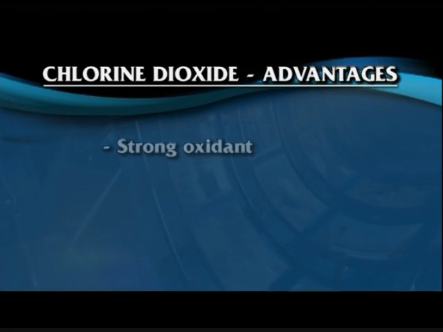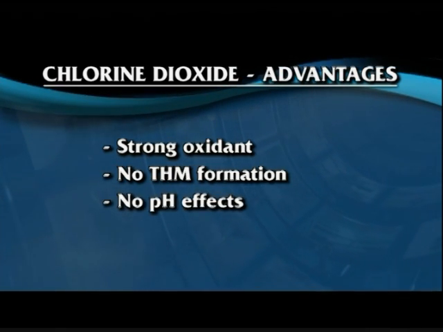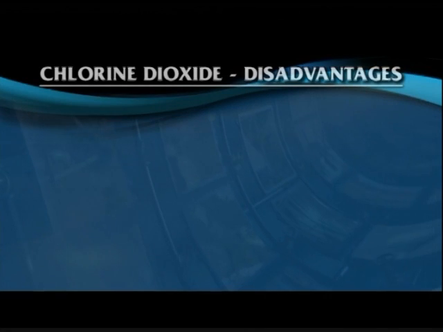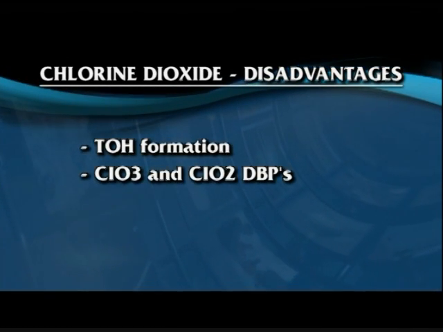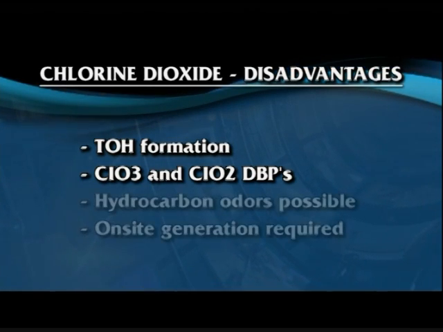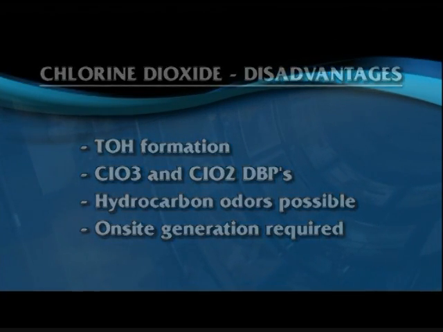Chlorine dioxide is a strong oxidant. There is little or no THM formation. It can be effective in controlling certain odor problems. Disadvantages include total organic halide formation along with chlorate and chlorite byproducts. On-site generation is required, and it leaves no residual disinfectant for the distribution system.